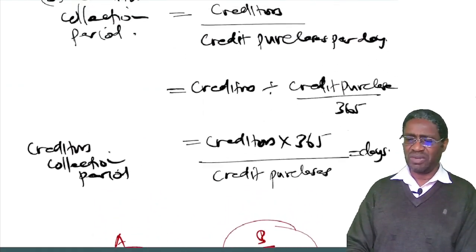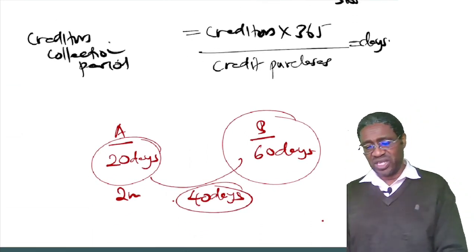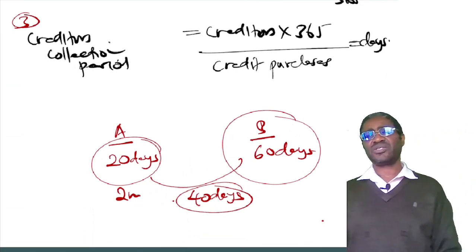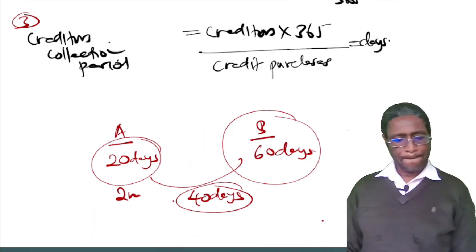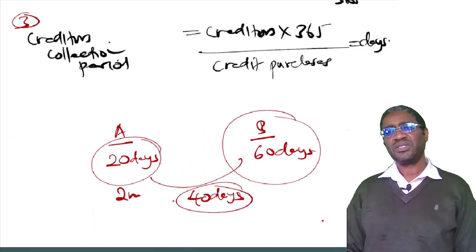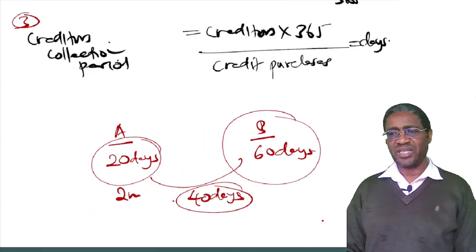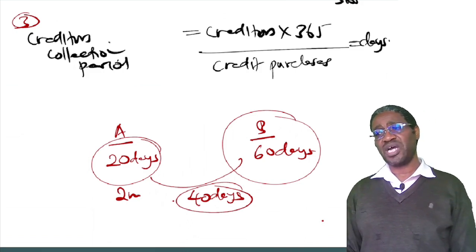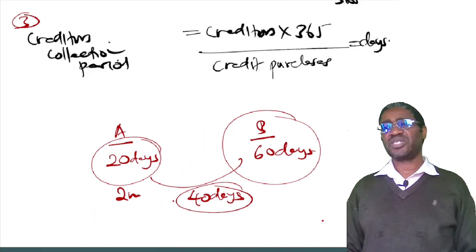Let's put down that number 3. You don't need to copy everything on how it came about. Just come and see your number 3: creditors collection period. Then you copy that formula: creditors times 365, divided by credit purchases. The answer you get should be expressed in terms of days. Good.